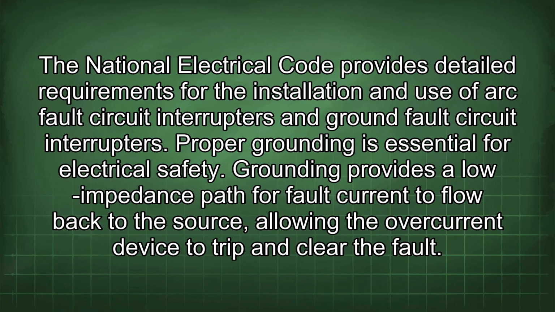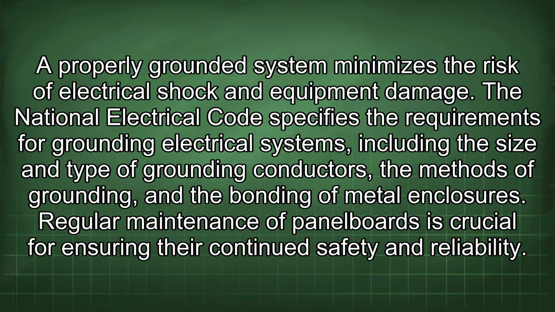Proper grounding is essential for electrical safety. Grounding provides a low impedance path for fault current to flow back to the source, allowing the overcurrent device to trip and clear the fault. A properly grounded system minimizes the risk of electrical shock and equipment damage. The National Electrical Code specifies the requirements for grounding electrical systems, including the size and type of grounding conductors, the methods of grounding, and the bonding of metal enclosures.